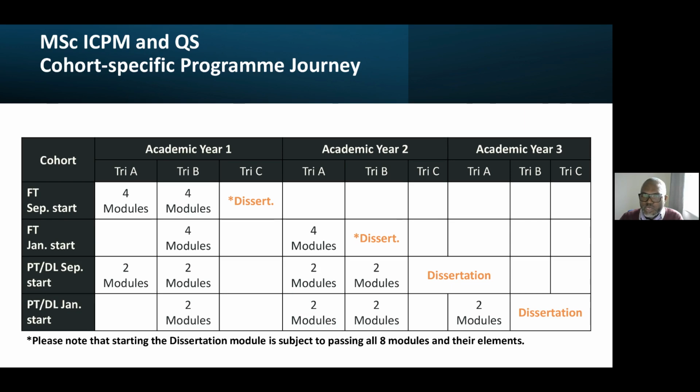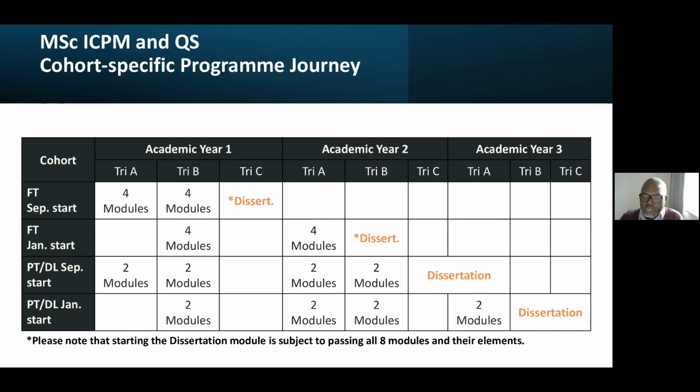The Tri-B kicks in January, and the full-time student will undertake 4 taught modules as well, and that would be completed round about the end of April, early May, worst case. The trimester C will be when you undertake your dissertation. That is when you start round about early May, and you conclude it first week in August.